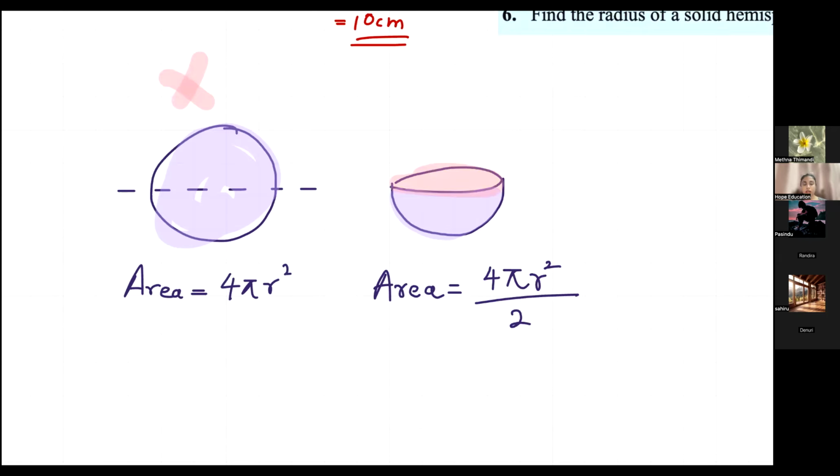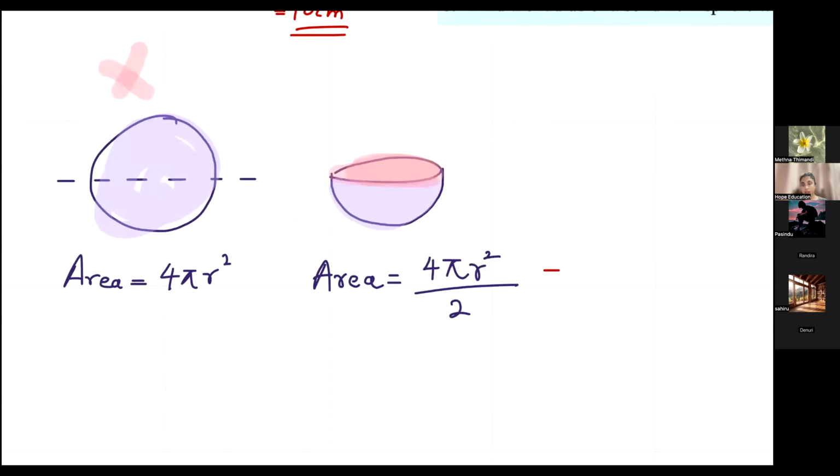Others, did you understand that? When it's just a sphere, it's just the surface, the curved surface. But when you cut a hemisphere, the curved surface is there. So the sphere gives the curved surface, but there's also an additional circular face. To find the area of a circle we use pi r squared. So pi r squared has to be added to this.